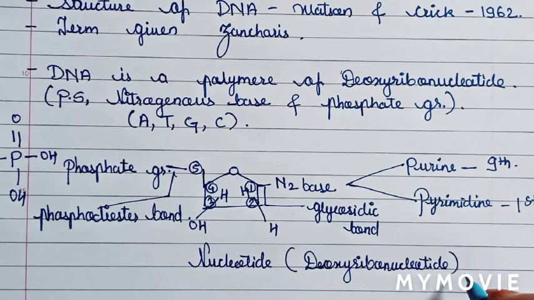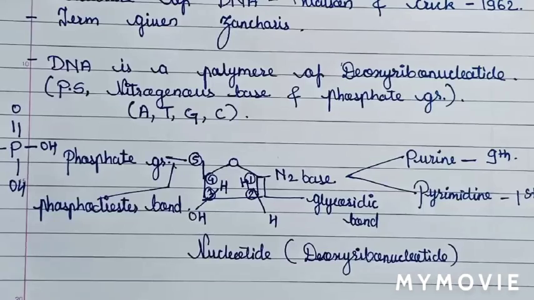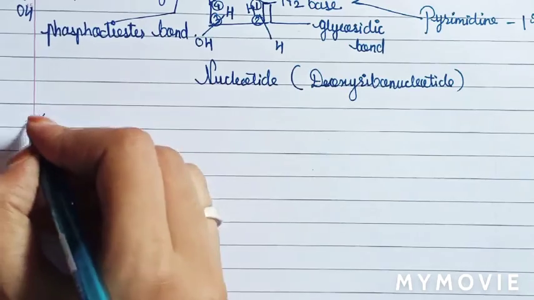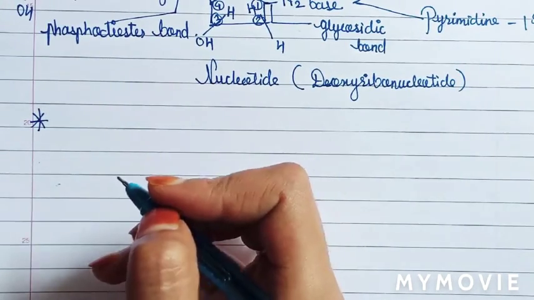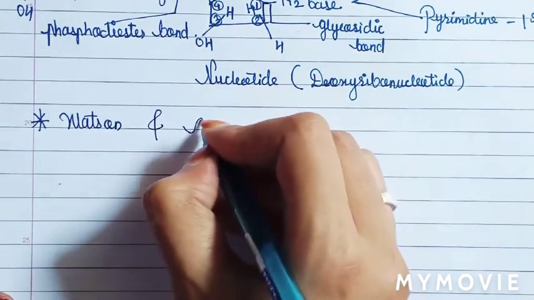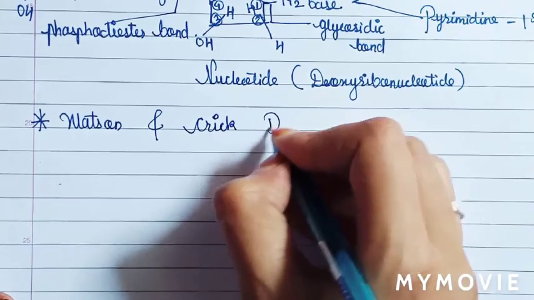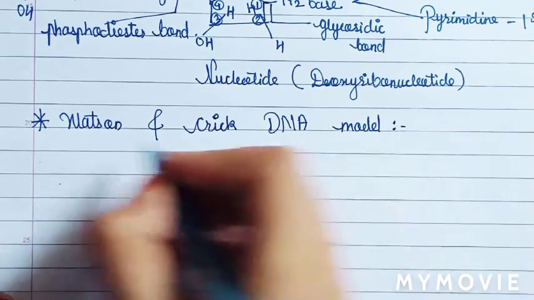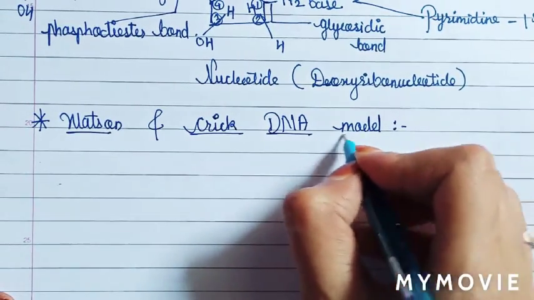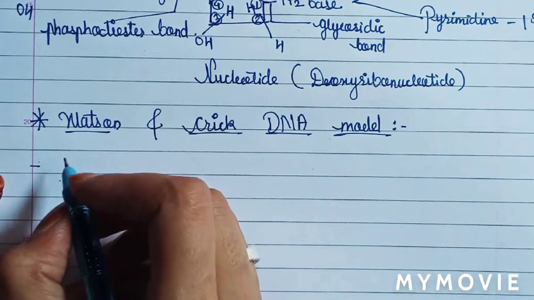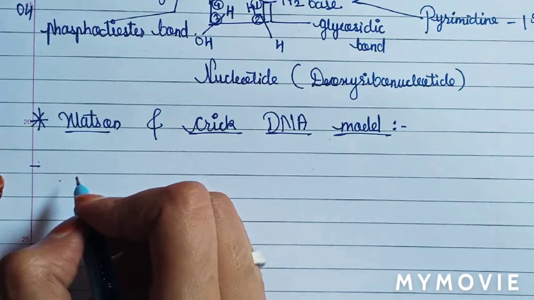Okay. Now we are going to see the Watson and Crick DNA model. Now we will write here about the Watson and Crick DNA model. According to Watson and Crick, the DNA model is a double helical structure. dsDNA means it has a helical structure with 2 strands.